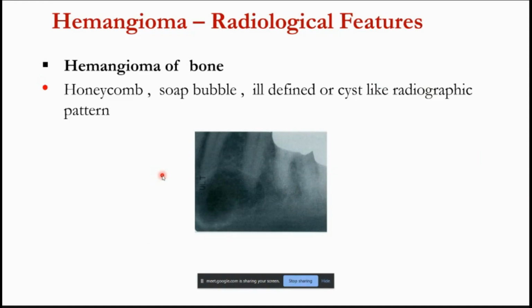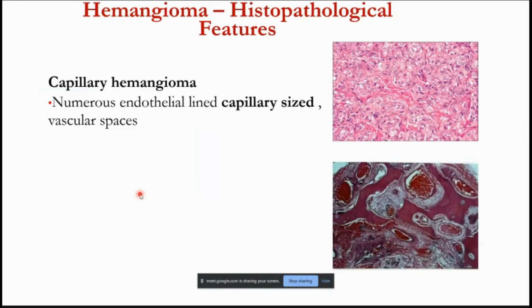When it is seen within the bone, it shows a multilocular appearance, either resembling a honeycomb or a soap bubble, as you can see here. It is ill-defined, not very well defined, and has a cyst-like appearance. Usually cysts also have a similar appearance, unilocular or multilocular radiolucency. So this also resembles that when it comes to bone hemangioma.